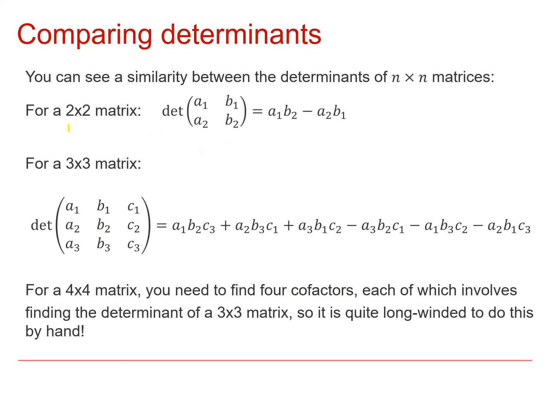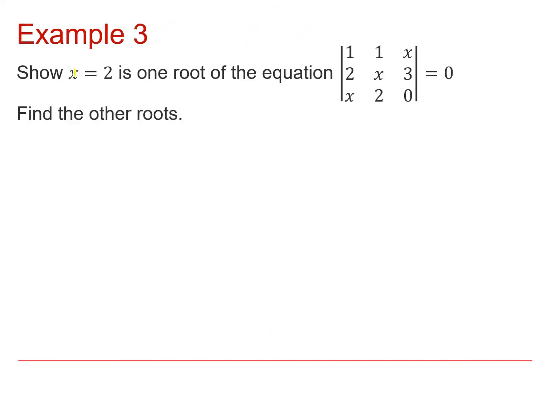So hopefully you can see the similarity between the determinants for 2 by 2 and 3 by 3 matrices. If we had 4 by 4 matrices, you'd need to find 4 cofactors, each of which involves finding the determinant of a 3 by 3 matrix. It's quite long-winded to do that by hand, and hence we usually look for more automated methods, calculator or computer. And our final example then: show that x equals 2 is one root of this equation.